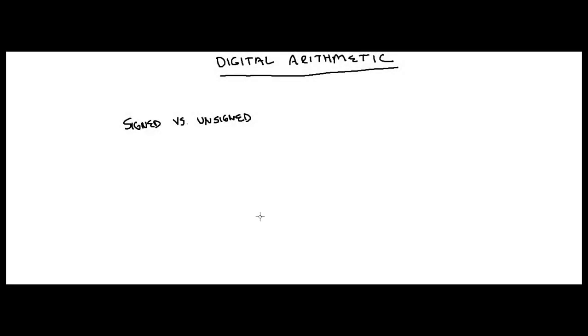Alright everybody, so let's talk about digital arithmetic, shall we? The first thing we need to discuss is signed versus unsigned binary numbers. This is not a hard concept really, but basically if you have a number that's 8 bits long, there you go, right? And this is an unsigned number.